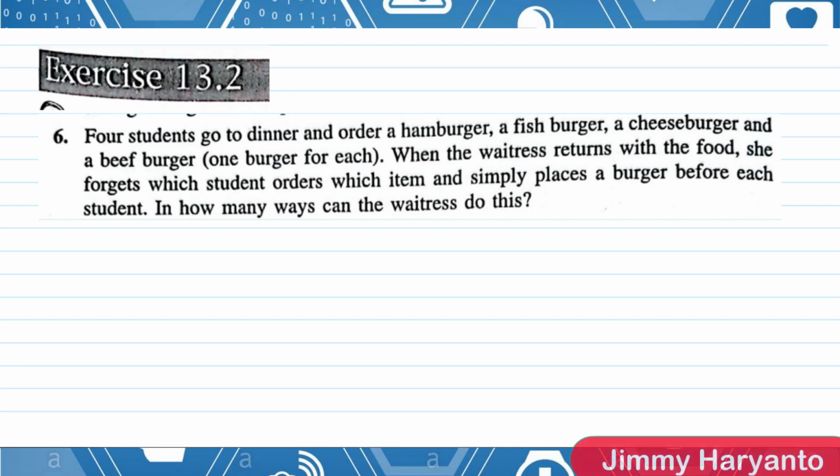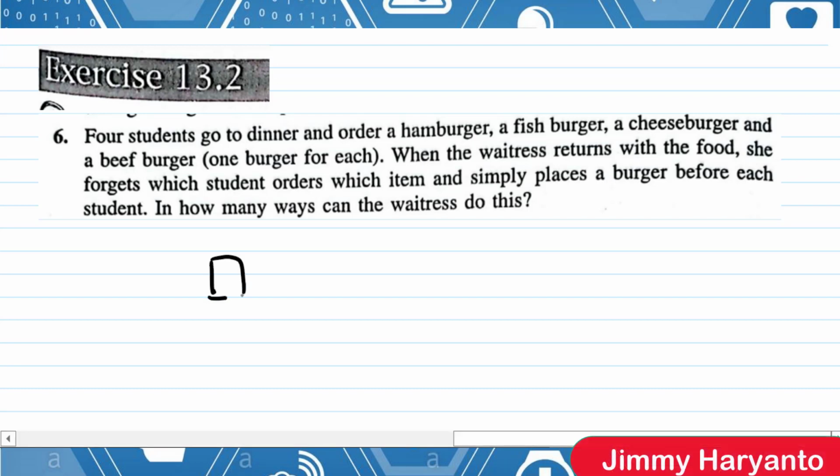Next is number 6. 4 students go to dinner and order a hamburger, fish burger, cheeseburger, and beef burger. Yeah. When the waitress returns with the food, she forgets which student ordered which item and simply places a burger before each student.